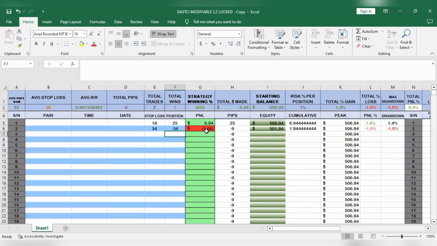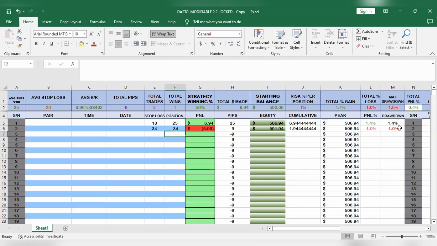So our equity right now is going to be $501, because we lost $5 and our previous equity was $506, the $6 that we made. Then the drawdown here is minus 1% because we actually lost 1% of the total capital. As you can see, this is highlighted in red because it's a loss. This one is not highlighted in red because it's not a loss.